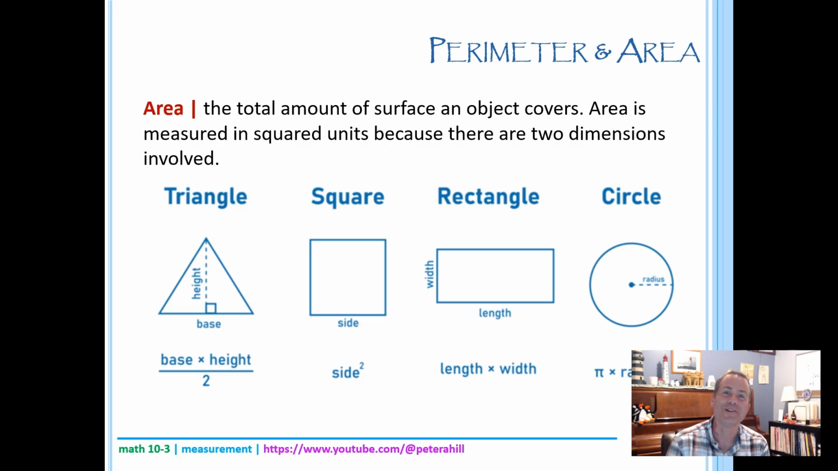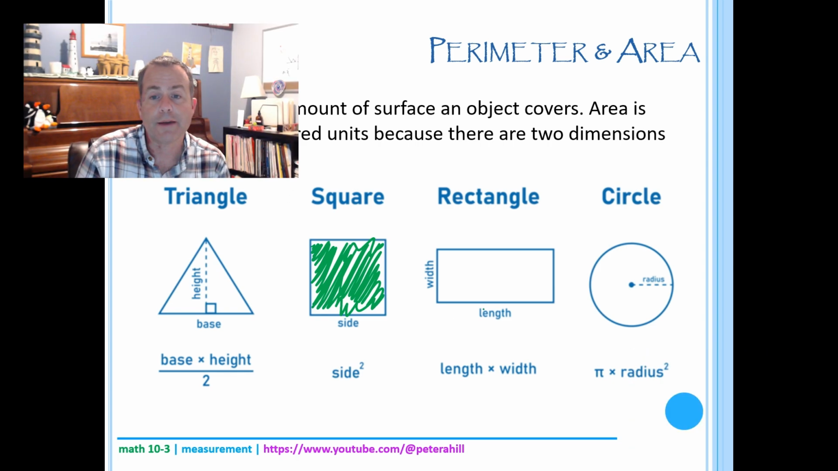Our first couple of questions talked about perimeter. Now we're going to switch and talk about area. Area is the total amount of surface that an object covers. So if I see this square here, I'm going to color in the area of the square. We're talking about all of that. Area is measured in square units because there are two dimensions involved. There's a length and there's a width.